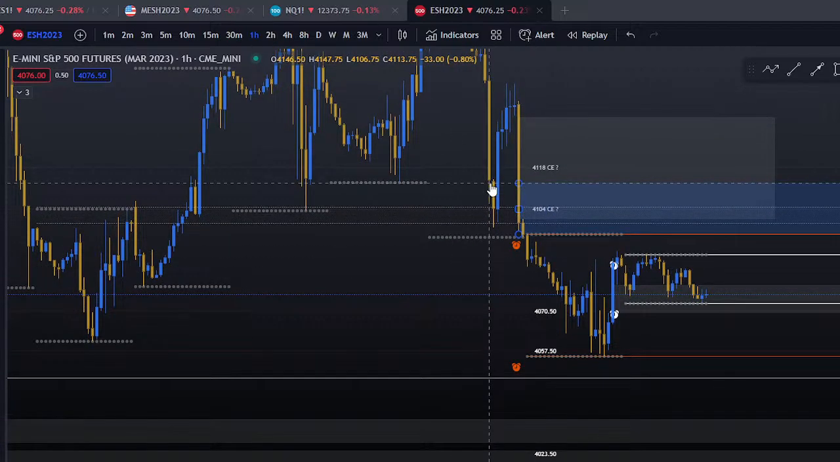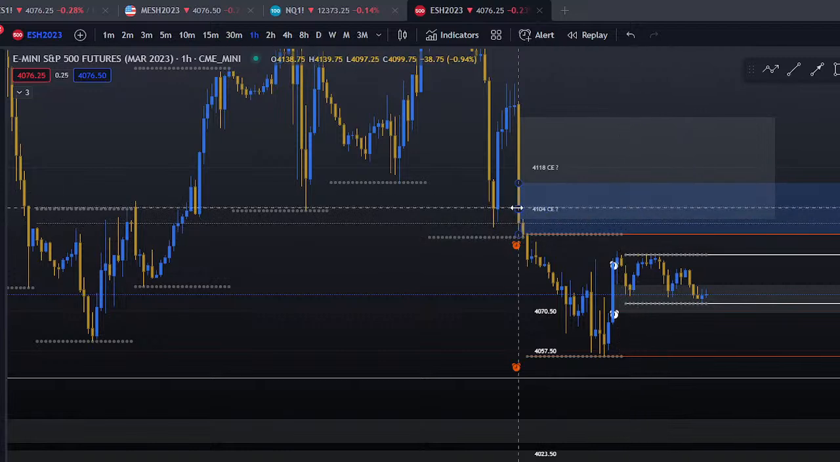So how many points is this? 4112, 4096. Man, that ain't nothing. So that's not even 20 points. I'm expecting that to get rated. Once it gets into this part, this daily gap is not even big enough in my mind for it to hold. I'm expecting it to get rated.